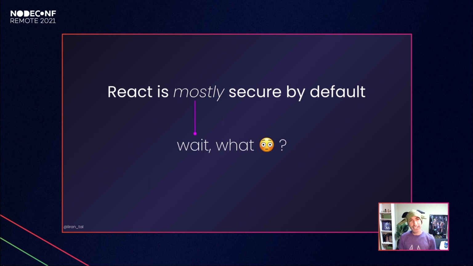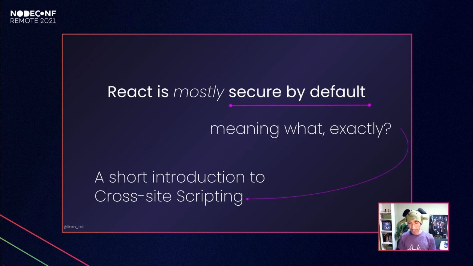But why am I saying mostly secure, right? What is going on? Why is Liran on this stage right now saying mostly secure? What is left for me to protect? Because I thought using React actually protects me from all of this weird XSS stuff happening to my applications. So to realize that, we need to explore something else. I'm saying React is mostly secure by default.